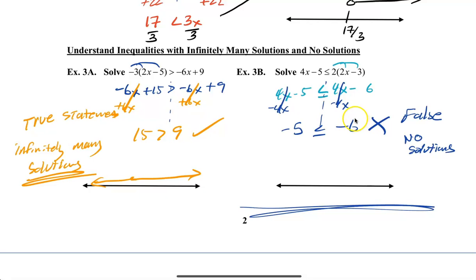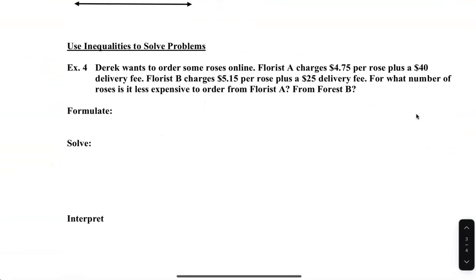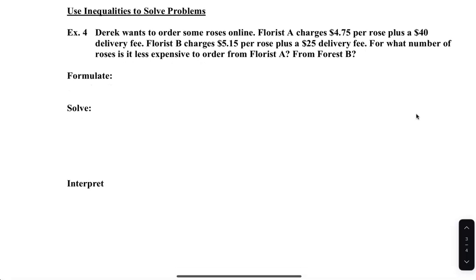So that's infinitely many, that's no solution. It works just like before. If it's a true statement, infinitely many solutions, whole number line. False statement, no solution. Okay, last thing we're going to do, we're going to skip that one for time. Let's solve an application problem.